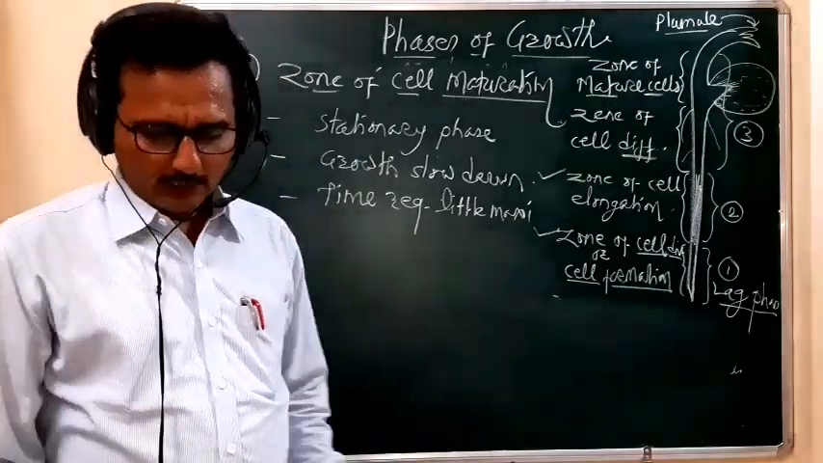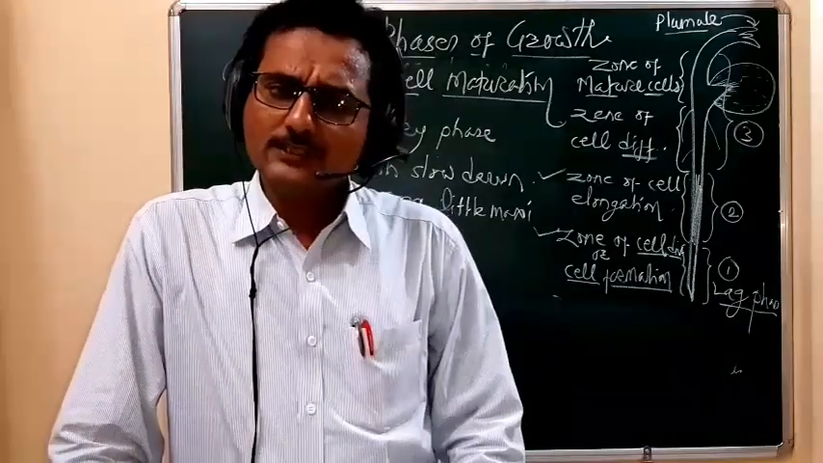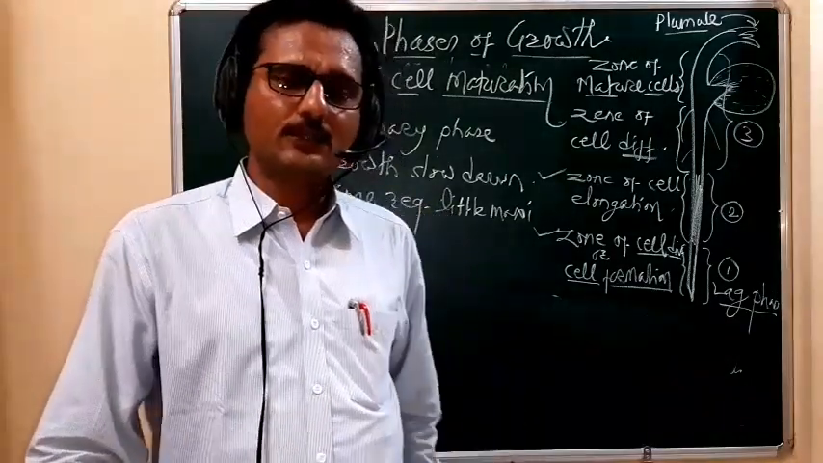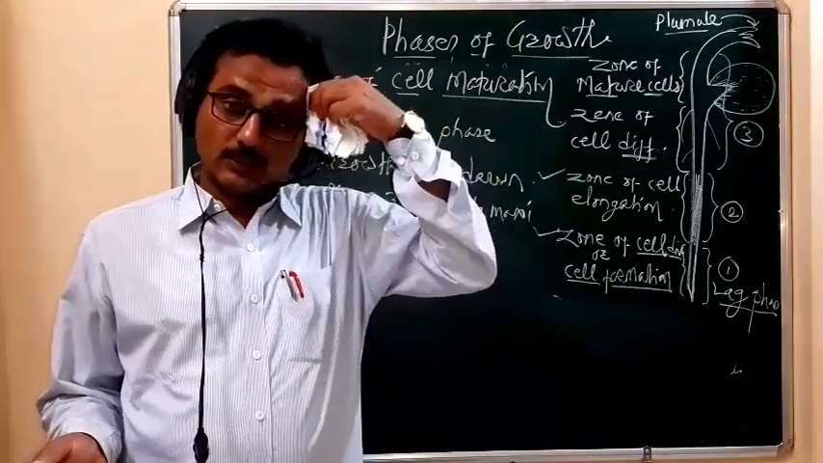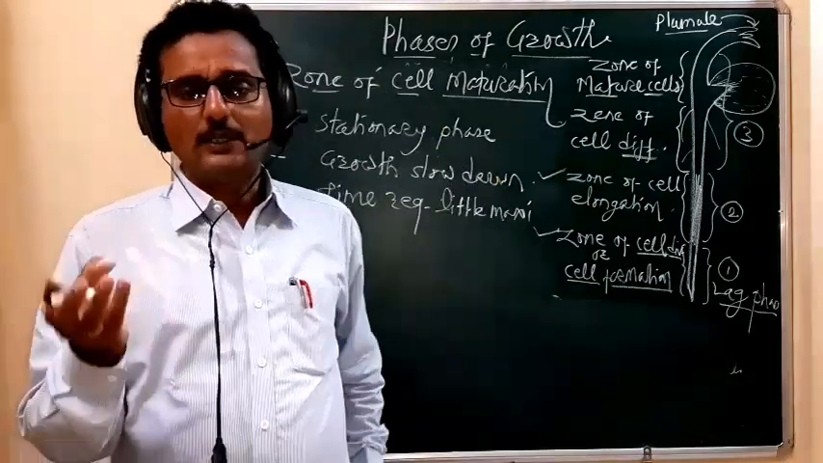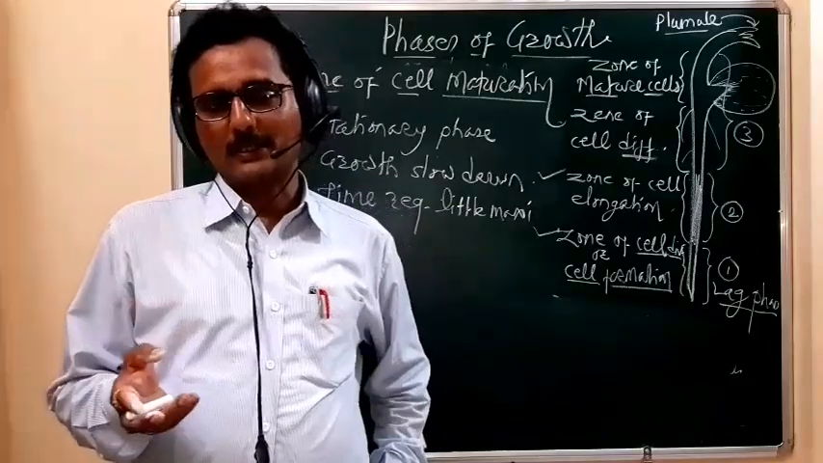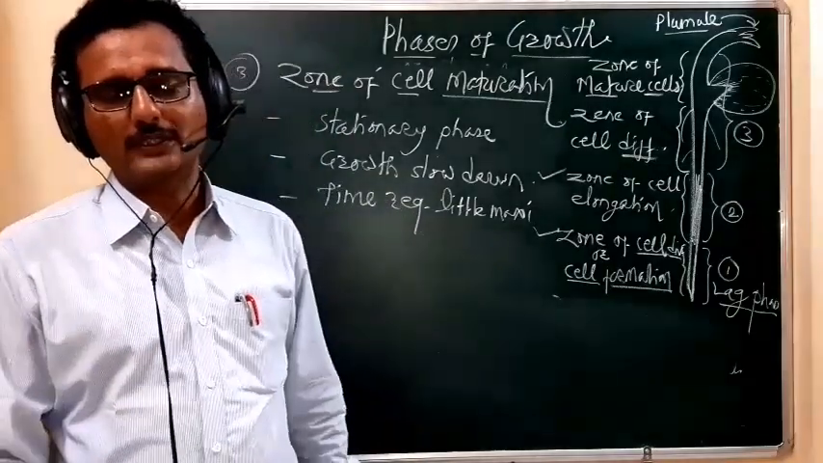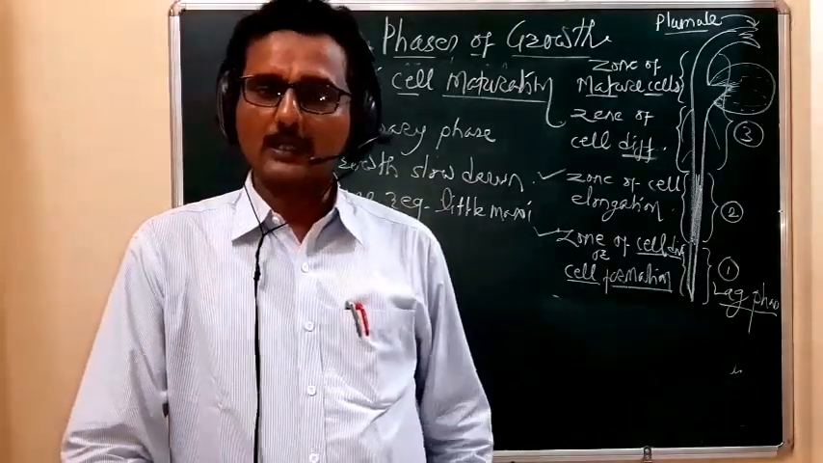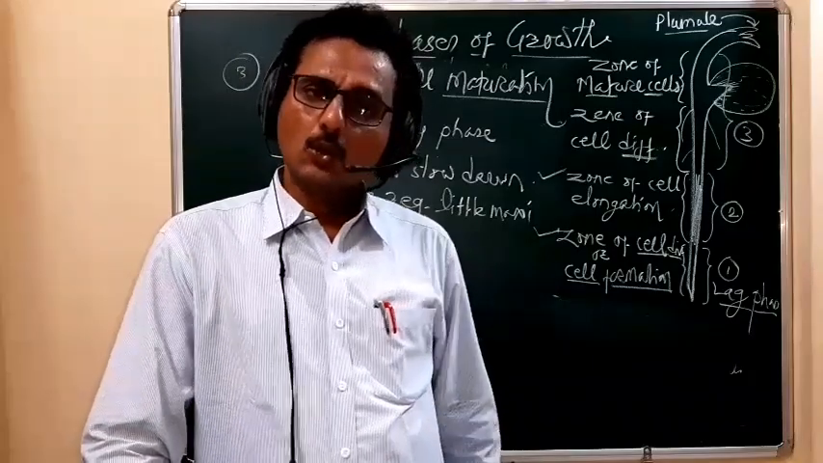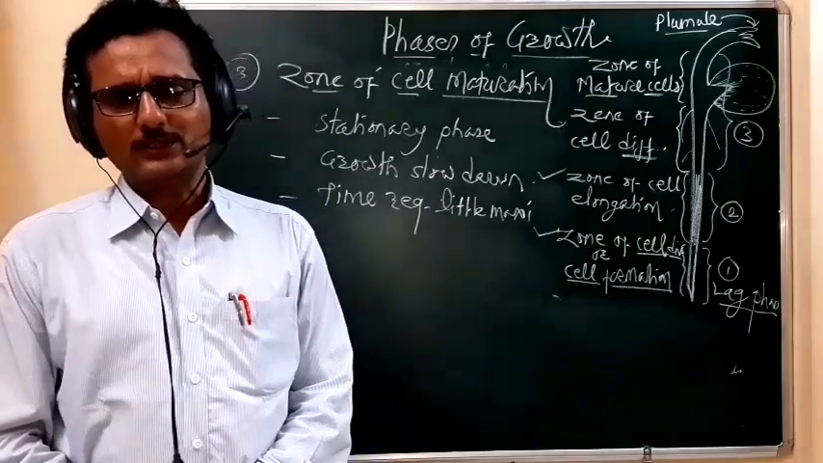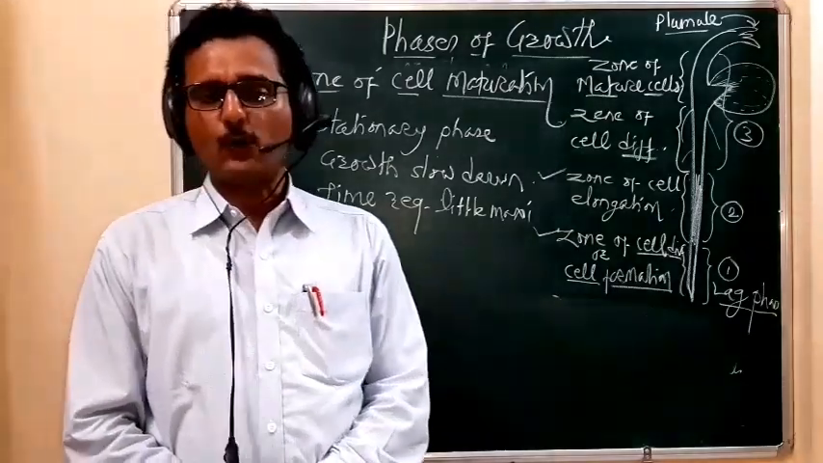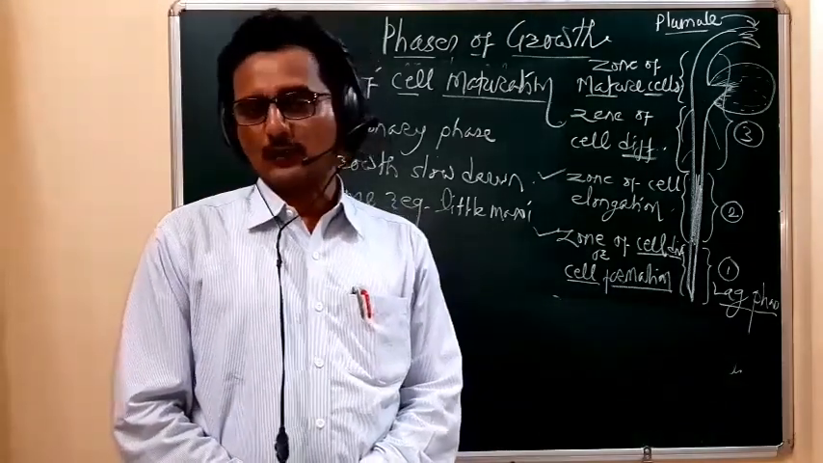Remember, students, what is cell differentiation? Cell differentiation means that from the meristematic cell there is a formation of parenchyma cells, sclerenchyma cells, and collenchyma cells. The various types of cells are formed. This is called cell differentiation.